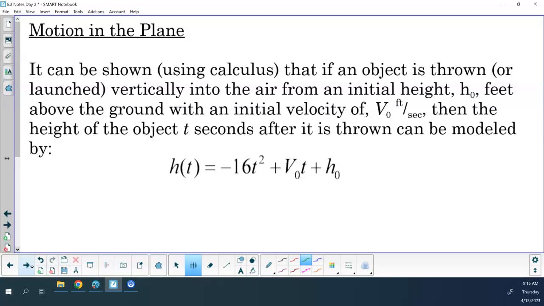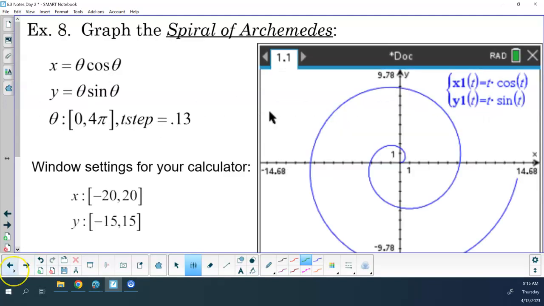You got to know what variable you're dealing with, and if you're working on the calculator, you got to have it in the variable t. Like in the spiral of Archimedes, wherever there's a theta, you got to put a t, because theta is the variable on paper, but the calculator is recognizing a variable of t. So that's one key, got to know it.